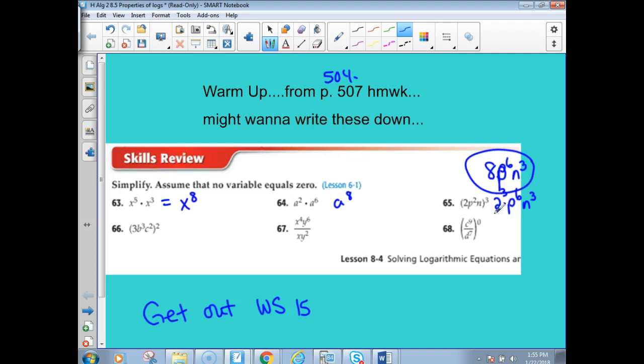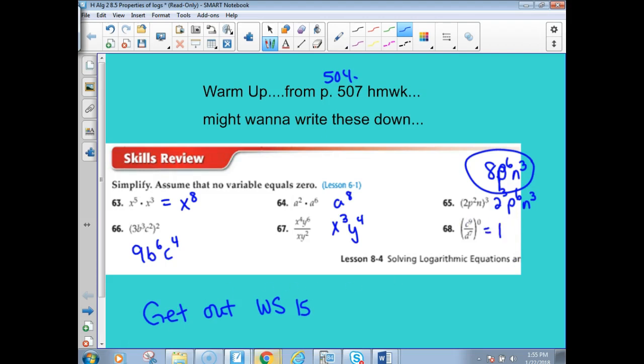I don't know why I wrote that up there so high. But anyway, this one is squaring everything, so this would be 9b to the 6th, c to the 4th. And then when you divide, what do you do? Subtract. So this would be x to the 3rd, y to the 4th. And anything to the 0 is 1.